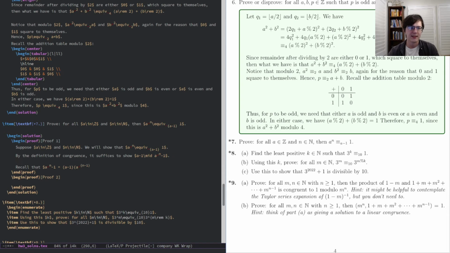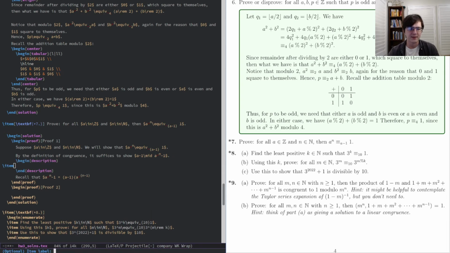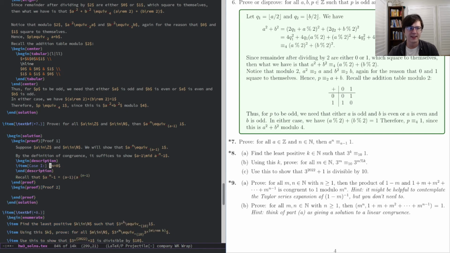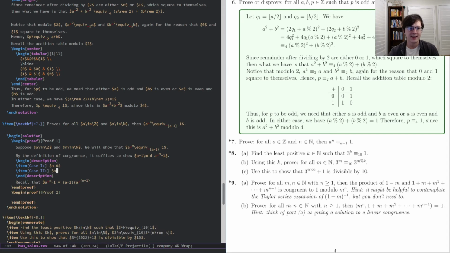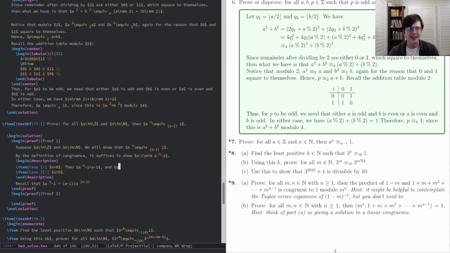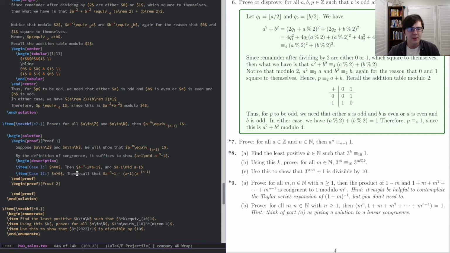Well, let's just do cases. So case 1 is n is 0. Case 2 is n is greater than 0. Well then a to the n minus 1 is a minus 1, and a minus 1 divides a minus 1 by reflexivity. N greater than 0. Then we can use this formula. This is probably also where I'm going to realize I did not need to do cases.